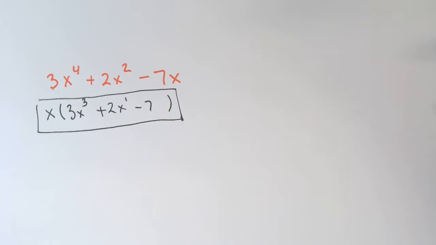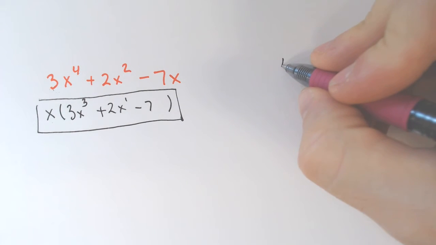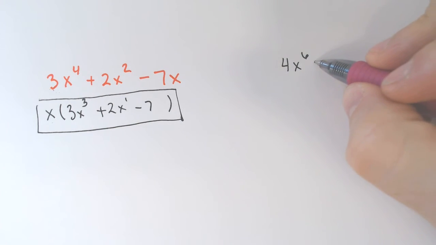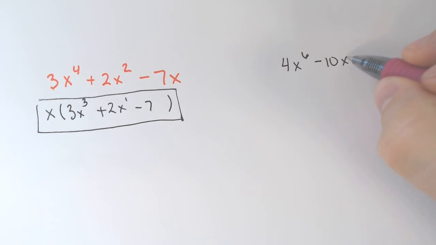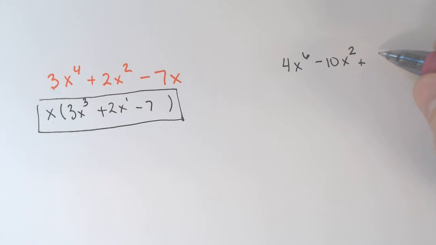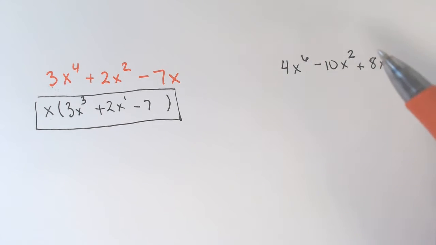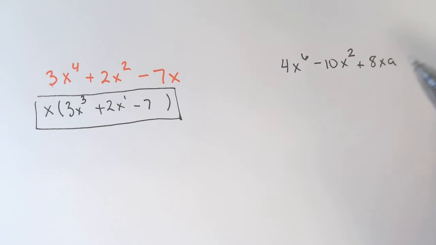So let's say we have something a little more unique. Let's say we have 4x to the 6th minus 10x squared plus 8xa. That's a little weird. The xa at the end especially, right? But sometimes that happens where you have two different variables, and we're going to get into those on the next problem, but this one is a little ease into it.